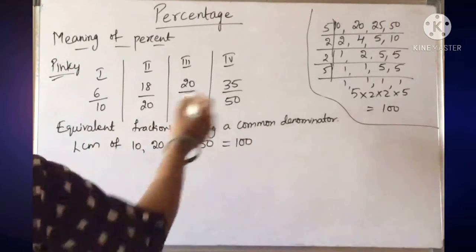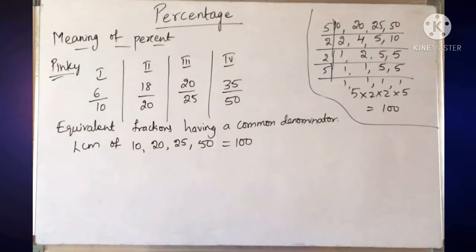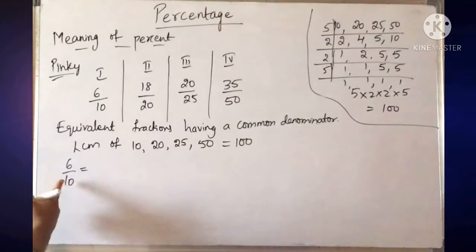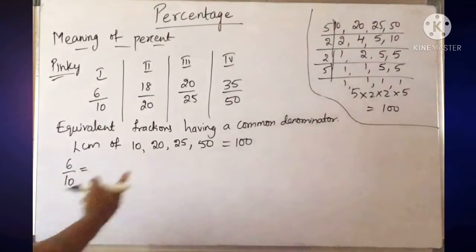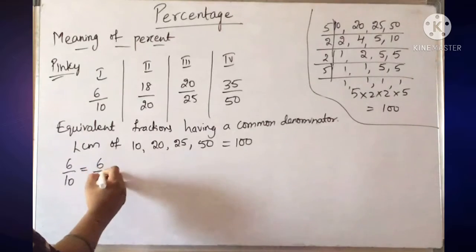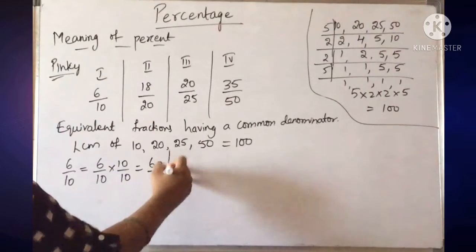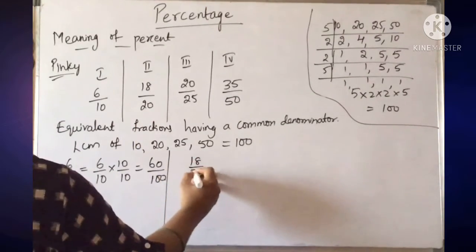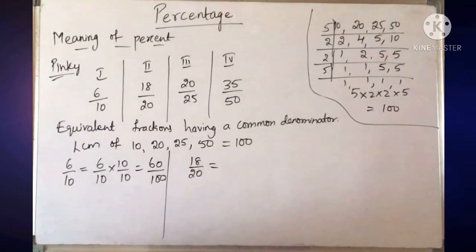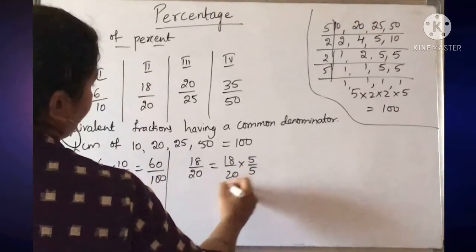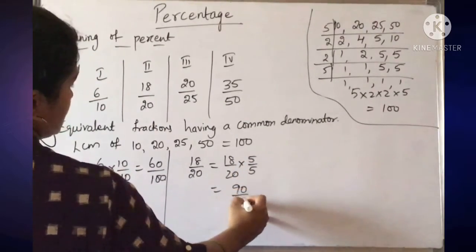So we should make all these denominators 100. Then if the denominators are the same, we can compare the numerators and find out in which unit test she got more. Now the first one, 6 by 10. 10 is the denominator. By how much should we multiply 10 to get 100? By 10. So 6 by 10 into 10 by 10 is 60 by 100. Next is 18 by 20. For 20, how much should we multiply to get 100? 5. So 18 by 20 into 5 by 5: 18 5s are 90, 20 5s are 100.